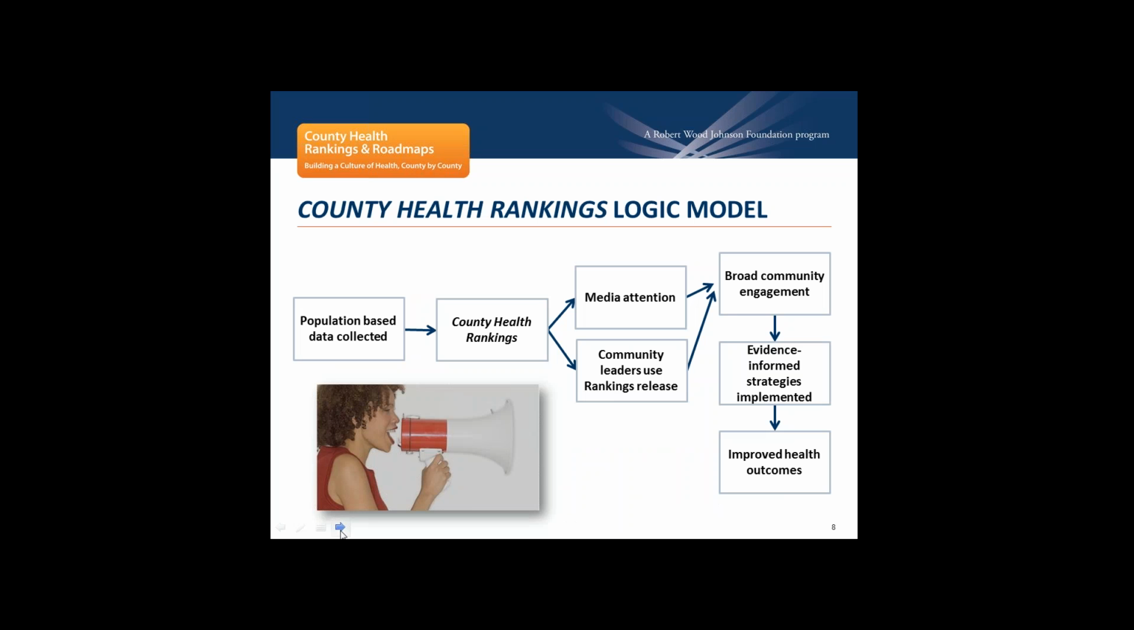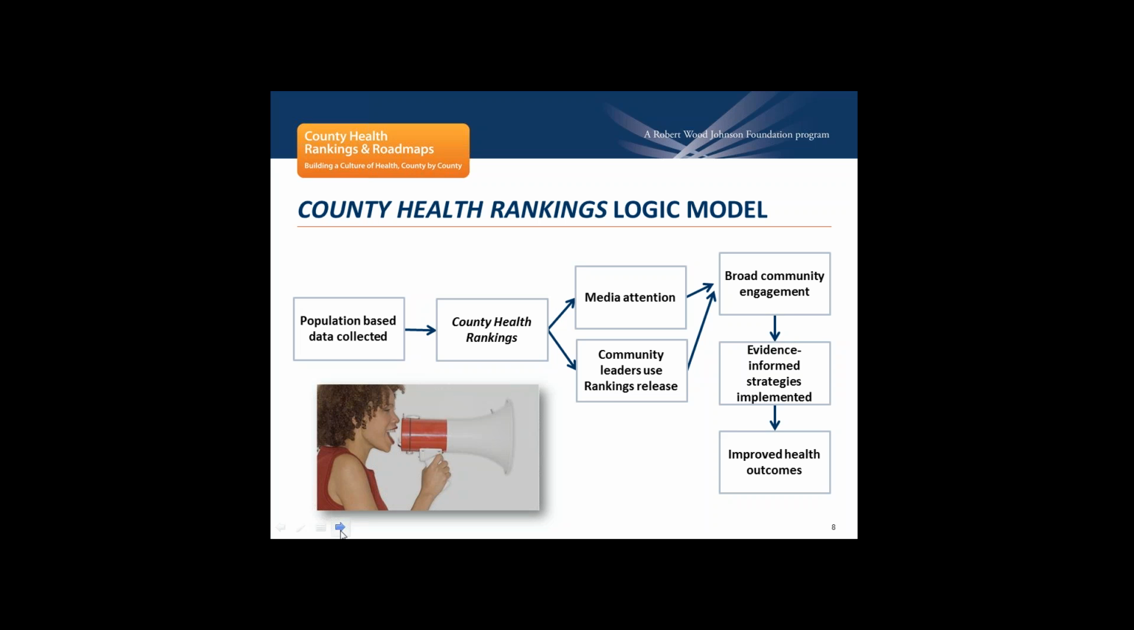This picture shows the thinking behind the rankings. Our theory of change is about how rankings can be a catalyst for action that improves the health of everyone in the community. We start with population-based data from a variety of sources. Then we use that data to rank the health of nearly every county in every state. The rankings take several different pieces of data and simplify them. They give communities a quick and easy snapshot of their health and of the many factors that impact how well and how long people live.